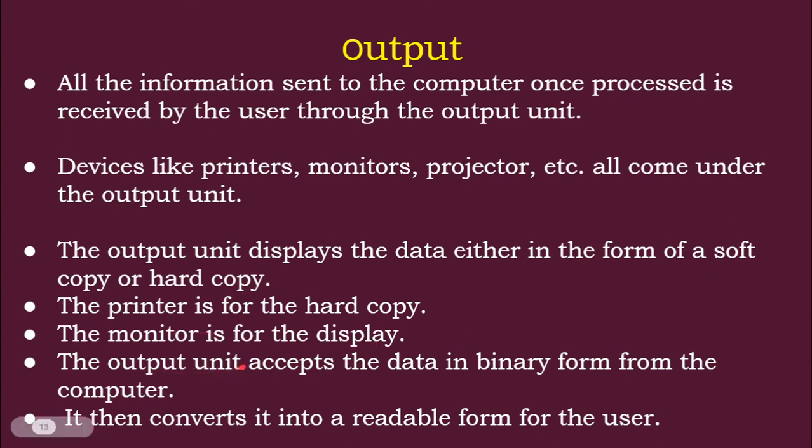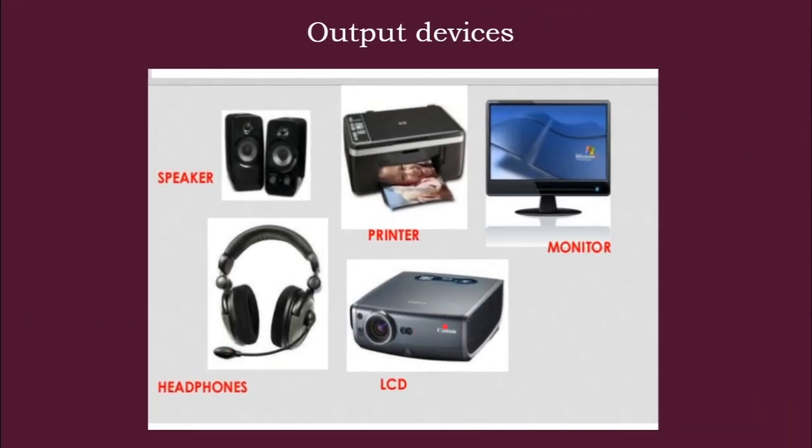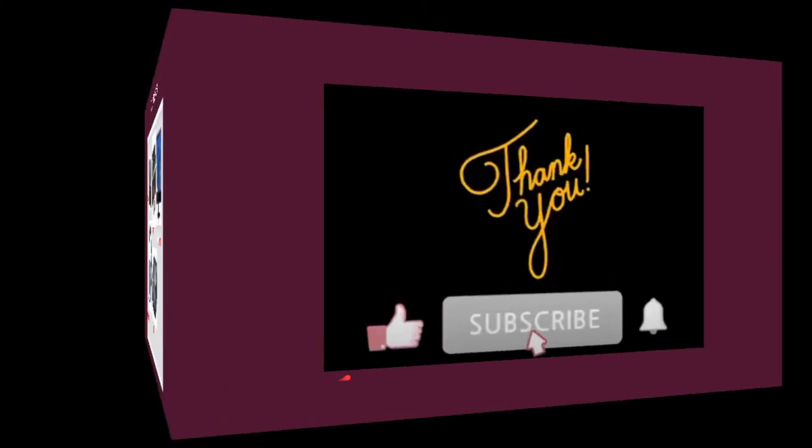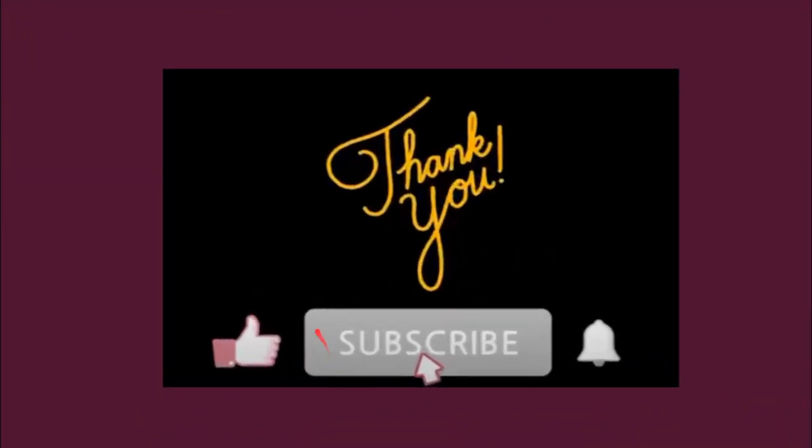The output unit accepts the data in binary form from the computer. It then converts it into a form readable by the user. Some examples of output devices are the speaker, the printer, the monitor, headphones, and the LCD. So these devices help to display the output on the screen so that the user can see it, or to hear the outputs. So that's all the basic components of computers.